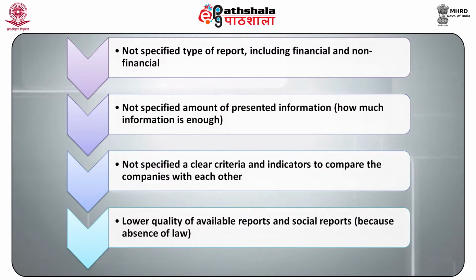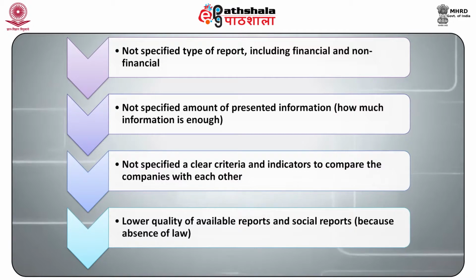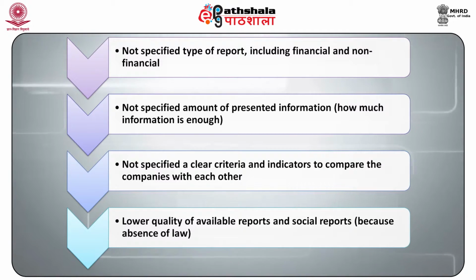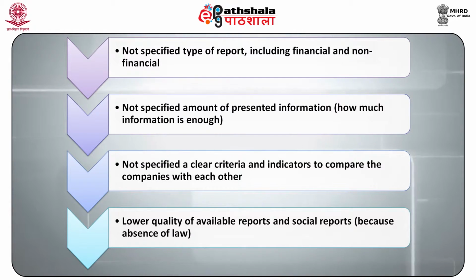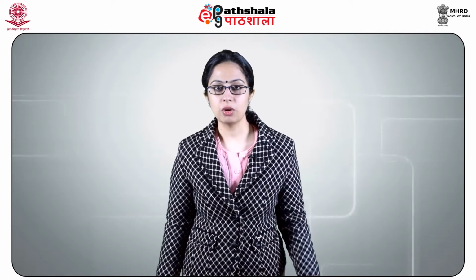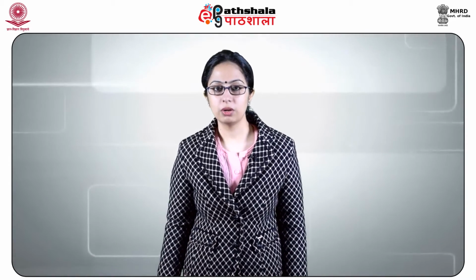Next, moving on to limitations of social accounting. First, not specified type of report, including financial and non-financial. Second, not specified amount of presented information. How much information is enough? Third, not specified clear criteria and indicators to compare the companies with each other. Fourth, lower quality of available reports and social reports because of absence of law. Fifth, separation of social cost and economic cost. Sixth, inability of the providers of these reports to establish a relationship between social cost and benefits obtained from it.